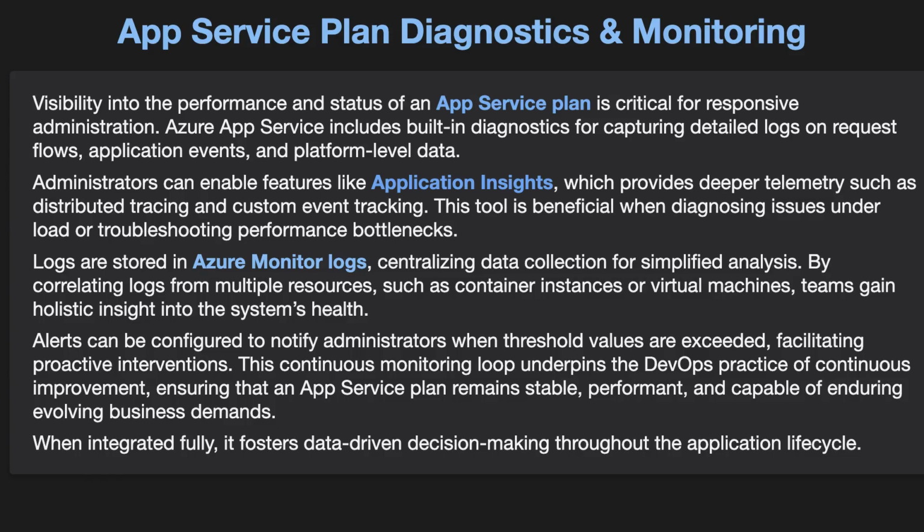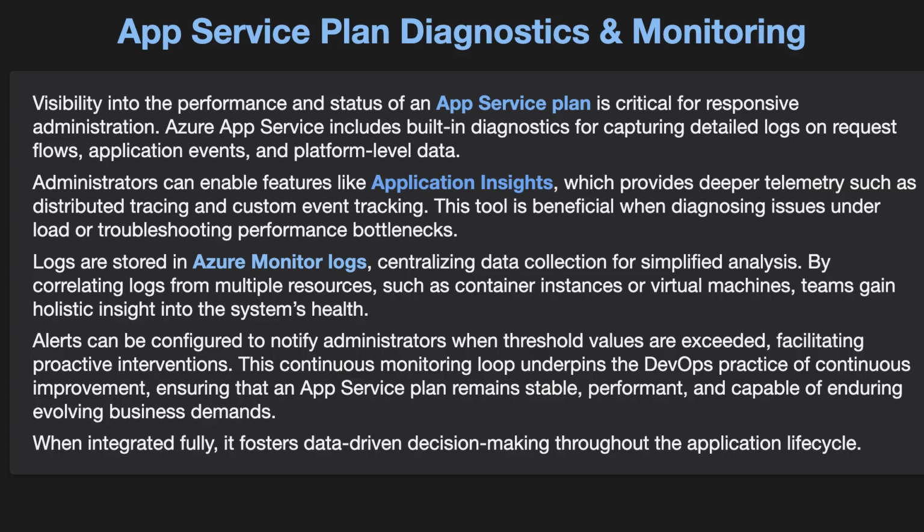Visibility into the performance and status of an app service plan is critical for responsive administration. Azure App Service includes built-in diagnostics for capturing detailed logs on request flows, application events, and platform-level data. Administrators can enable features like Application Insights, which provides deeper telemetry, such as distributed tracing and custom event tracking. This tool is beneficial when diagnosing issues under load or troubleshooting performance bottlenecks. Logs are stored in Azure Monitor Logs, centralizing data collection for simplified analysis.